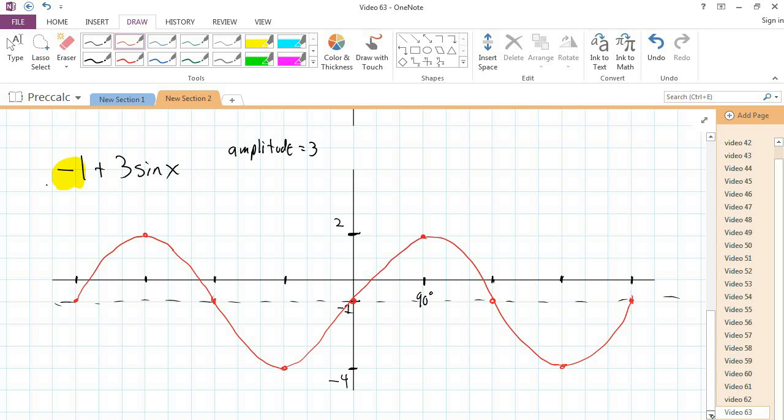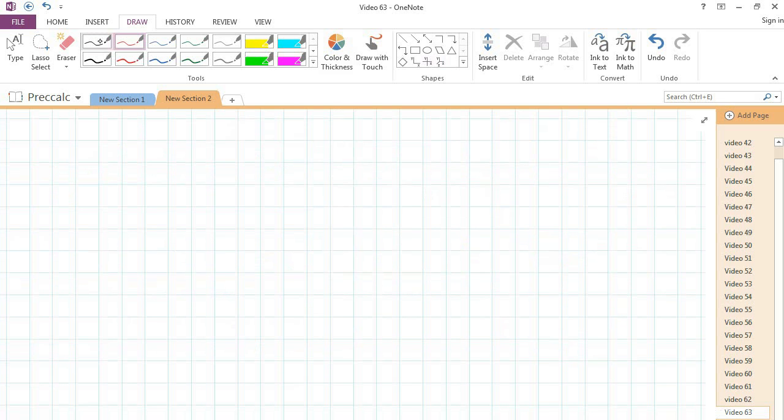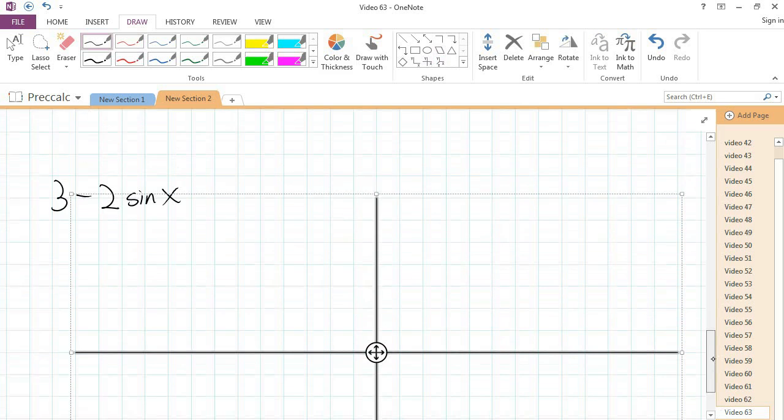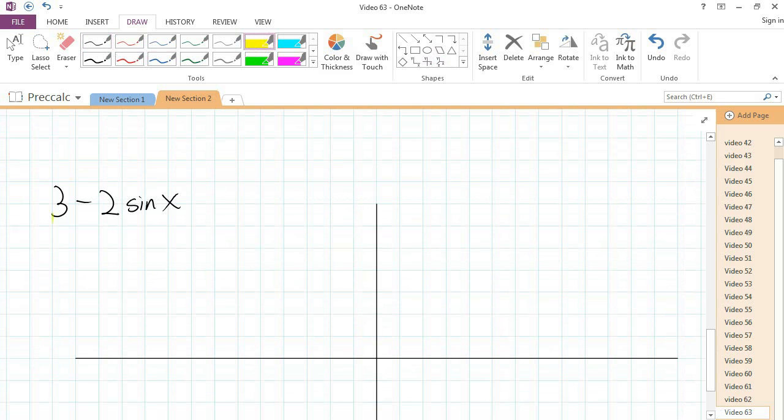Okay, let's look at one more example. Let's look at 3 minus 2 sine of x. Now, my middle is +3. Don't let this negative mess you up. This negative is actually on the amplitude. Okay? So my vertical shift is 3. My middle, my center line, is 3.